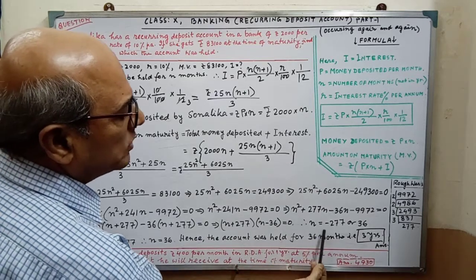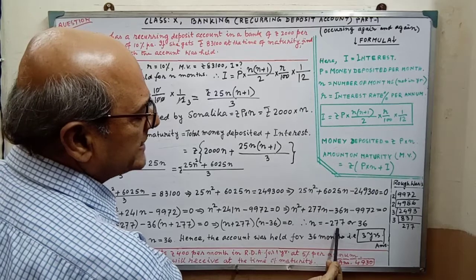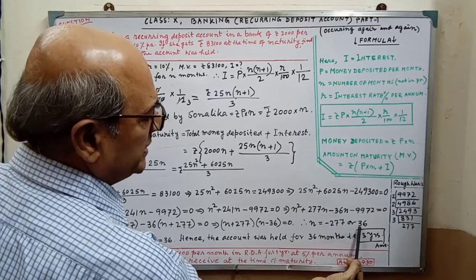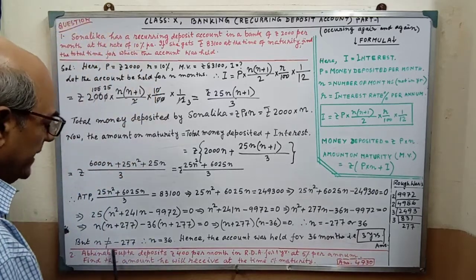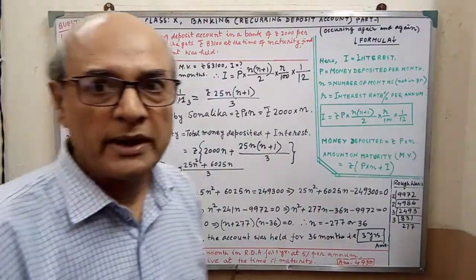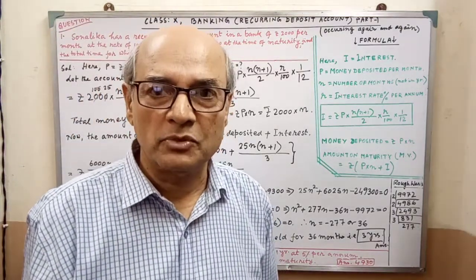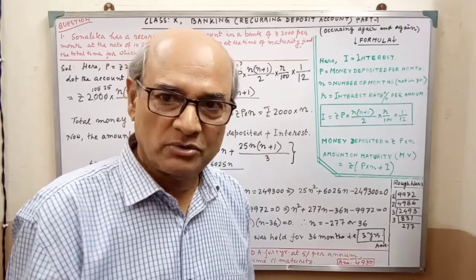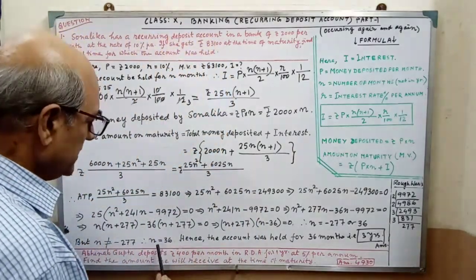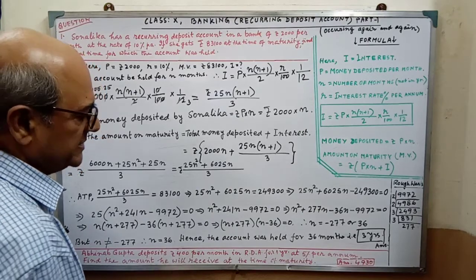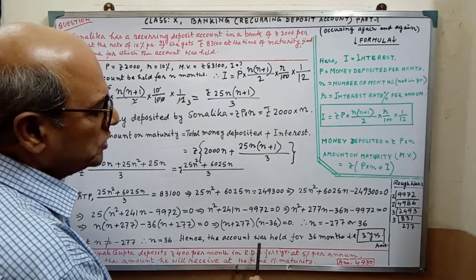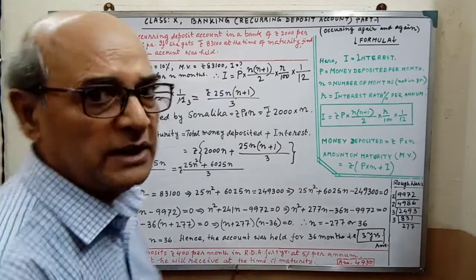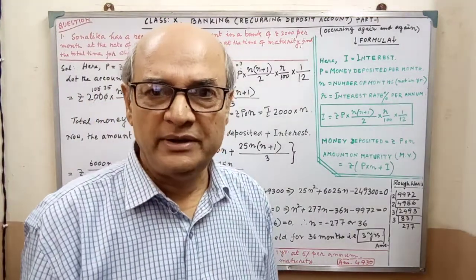Then n equal to minus 277 or 36. But n not equal to minus 277. Why not minus? Time cannot be negative. This is why n is not equal to minus 277. Therefore, n equal to 36. Hence, the account was held for 36 months, that is 3 years.